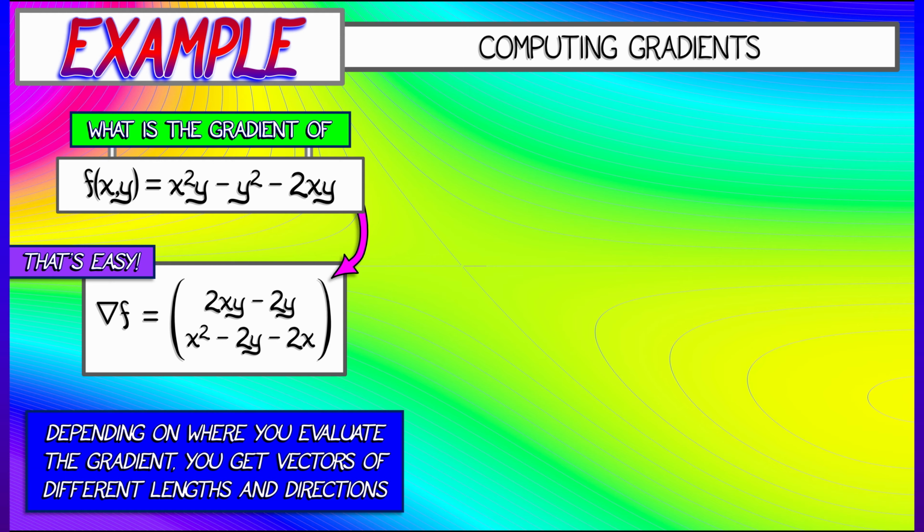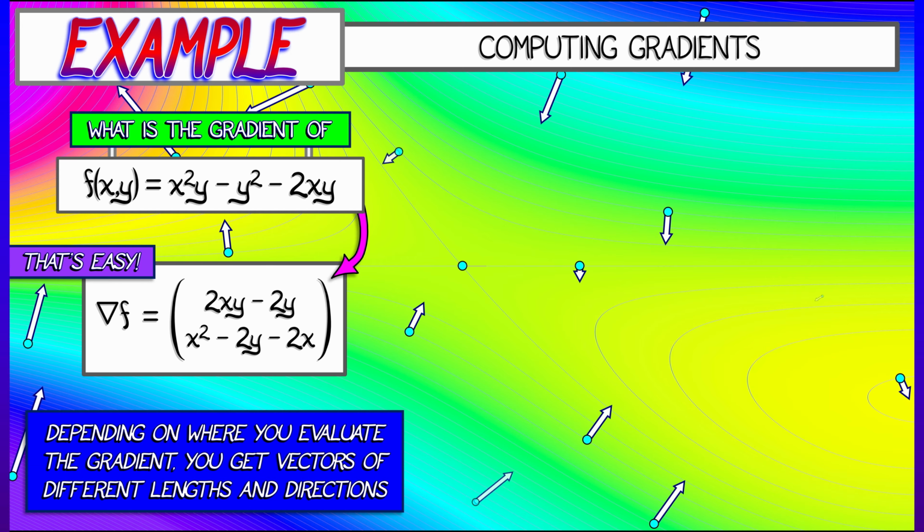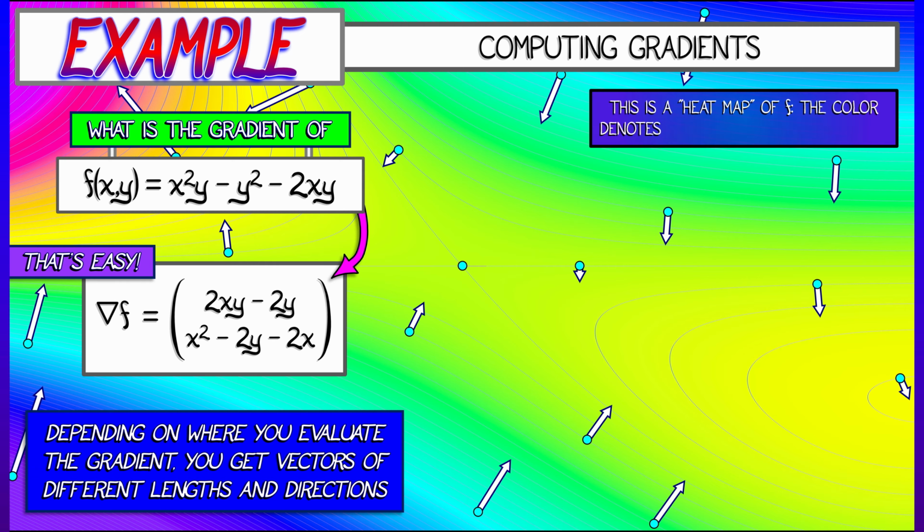Now, just like with derivatives, depending on the input, depending on where you evaluate it, you get different things. In this case, you get vectors with different lengths and different magnitudes, as shown on this diagram, on this map of the graph of the function, where I've drawn in the level sets for you, and I've drawn a heat map. So the hot colors are larger values of the output.